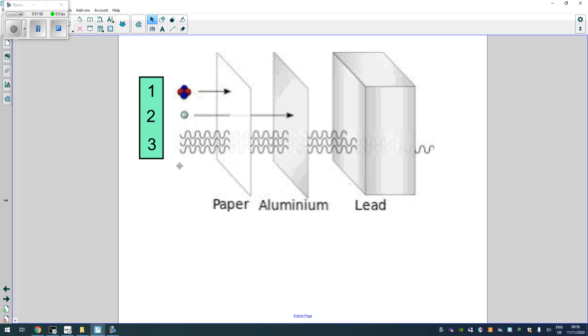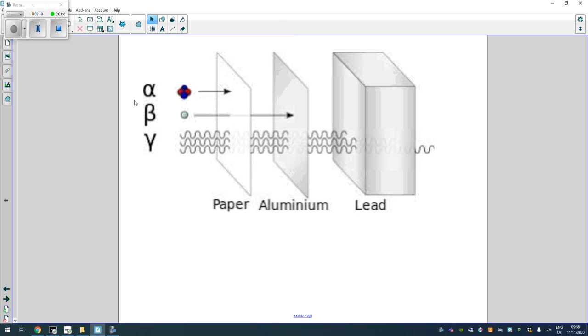Right, so you should have done that now. So I'll go through what they are again. So we can kind of see this from the diagram, but we should know as well from what stops them that the one that is stopped by paper is alpha. The one that is stopped by aluminium but goes through paper is beta, and the one that is only stopped by thick lead is gamma. Okay, so 1 is alpha, 2 is beta, and 3 is gamma.